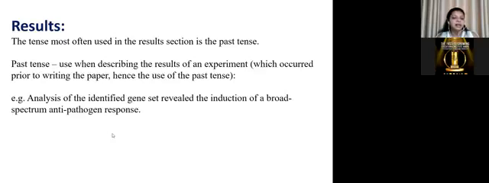Okay, for example, analysis of the identified gene set revealed the induction of broad spectrum anti-pathogen response. Complete the content, focus on the tense.